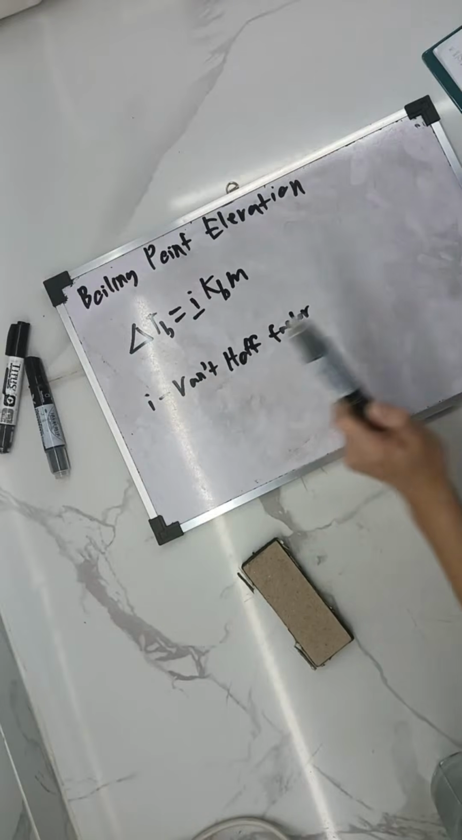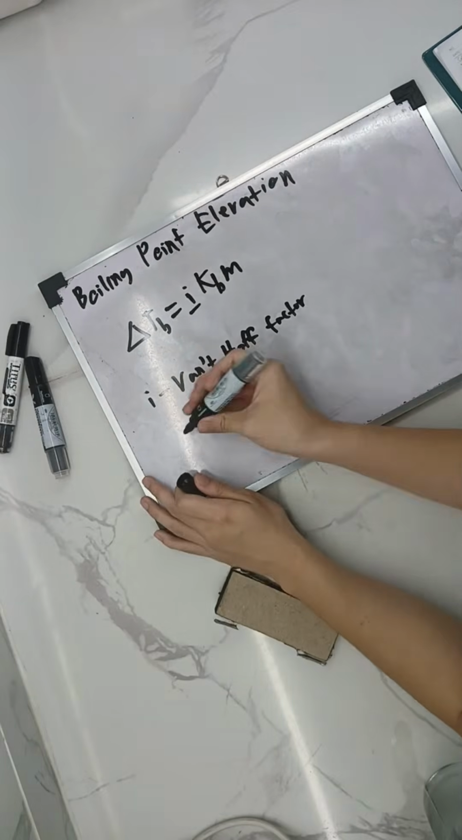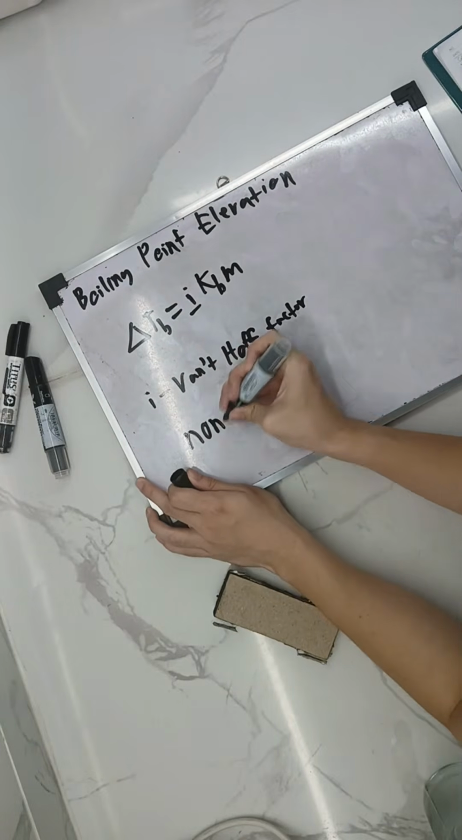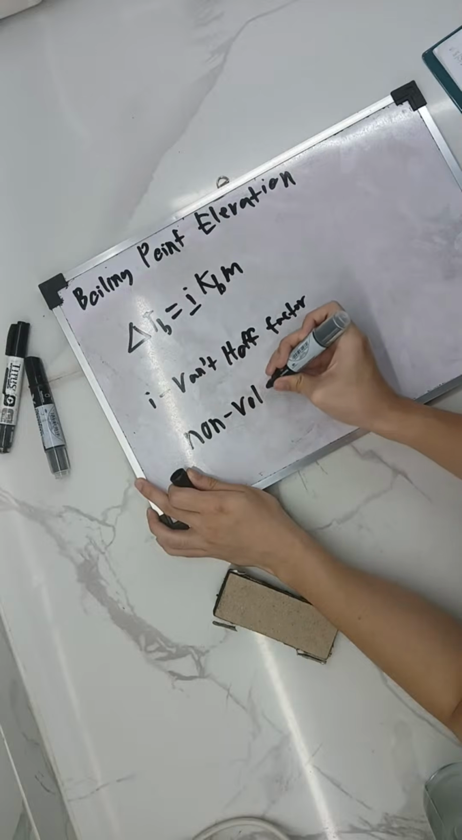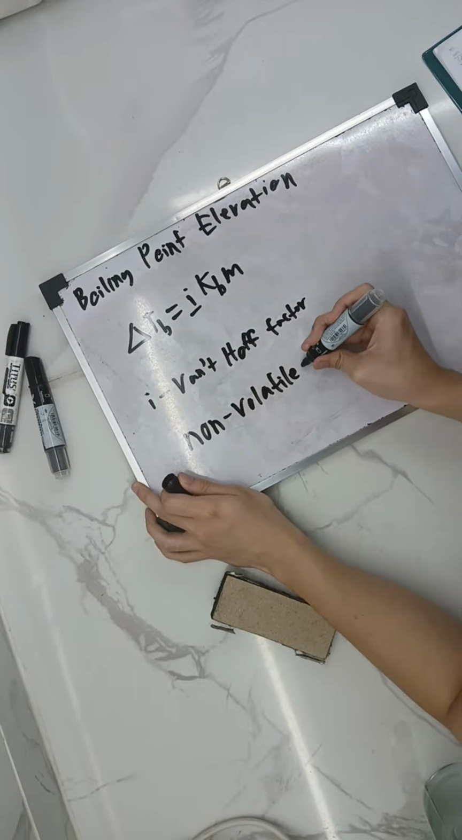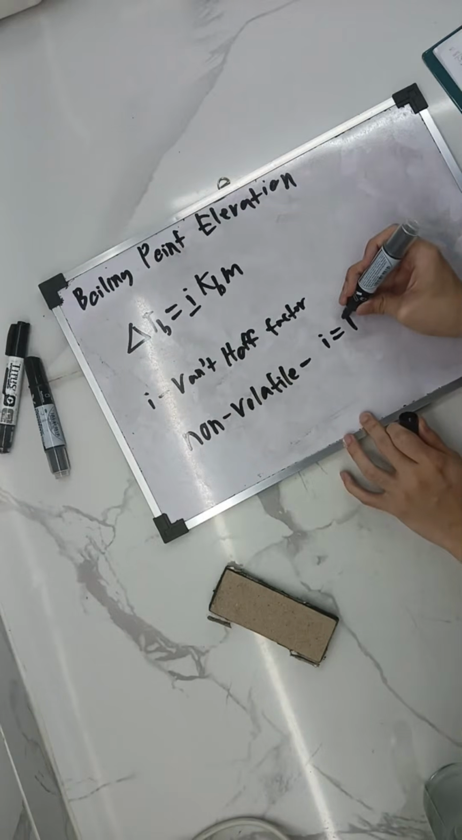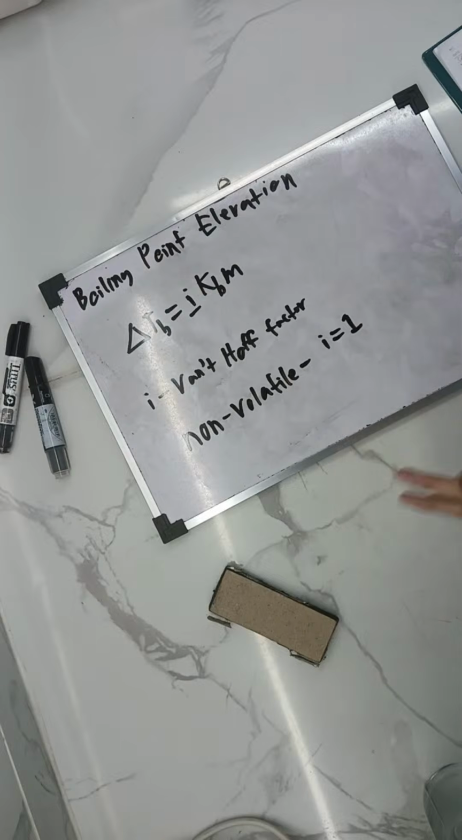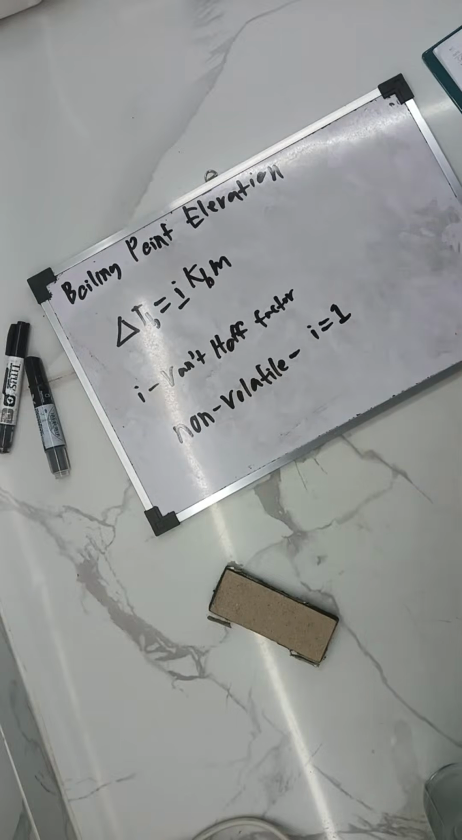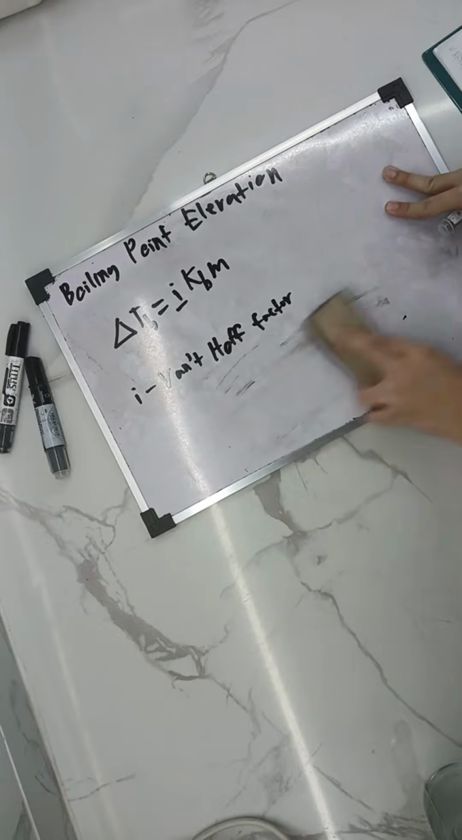So if your solute is specified as non-volatile, it means that your i is equal to 1. Your i is just equal to 1 if it is non-volatile. However, if it isn't specified, if it is non-volatile, we're going to have to do something else.